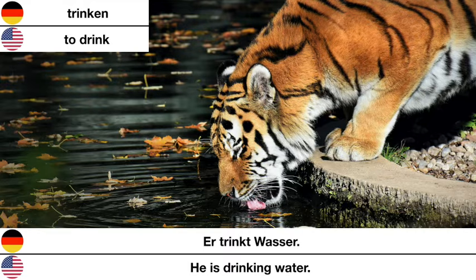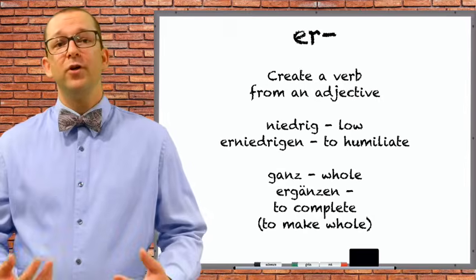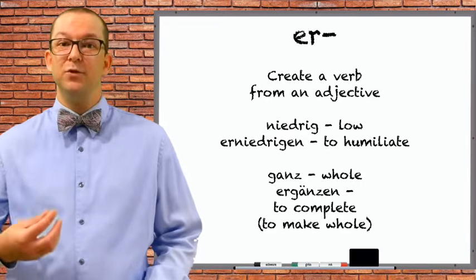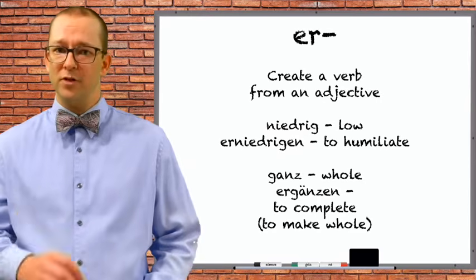Trinkt Wasser. He is drinking water. Ist im Wackelpudding ertrunken. He drowned in pudding. You can create a verb from an adjective using er. If possible, the verb will add an umlaut to the base of the verb when you do this.